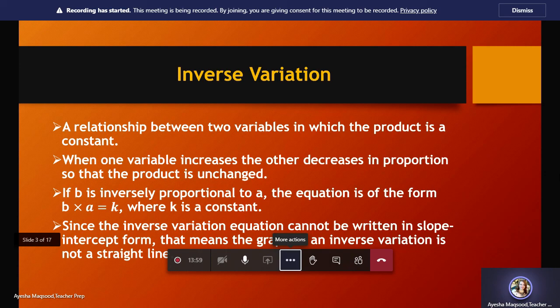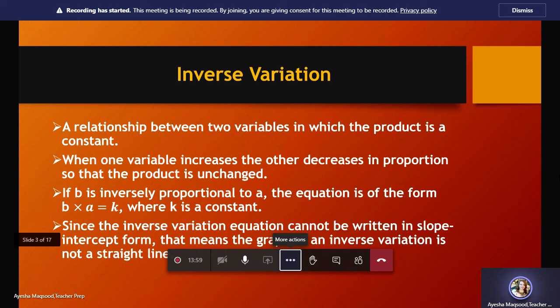Okay, now can anybody tell me the steps that we have studied for the direct variations? What were the steps that were involved in direct variations? Can anybody share with me one by one? Step 1, step 2. Bilal, can you please share step number 1 that we have studied for direct variation?